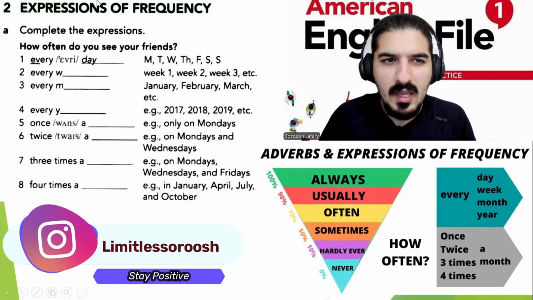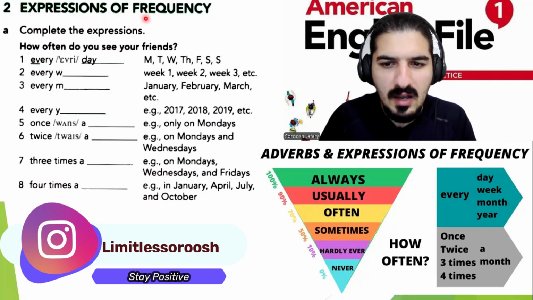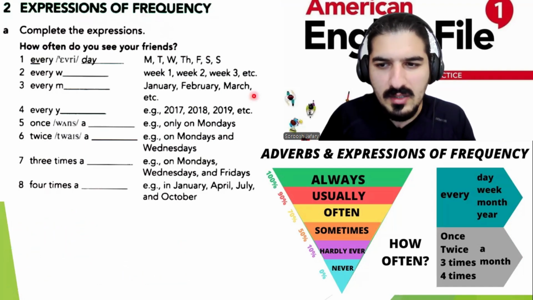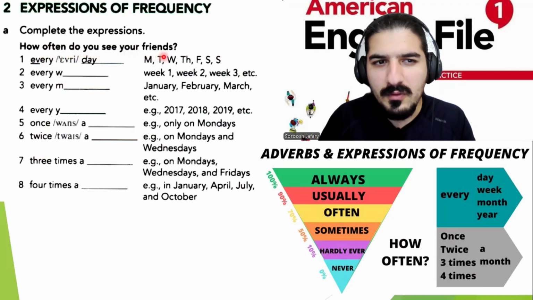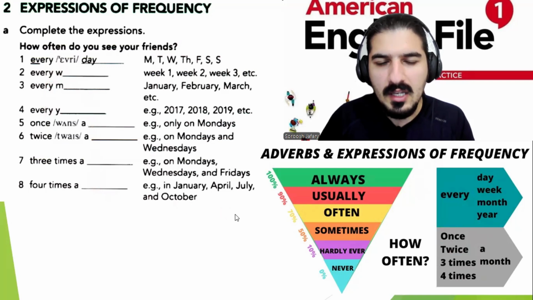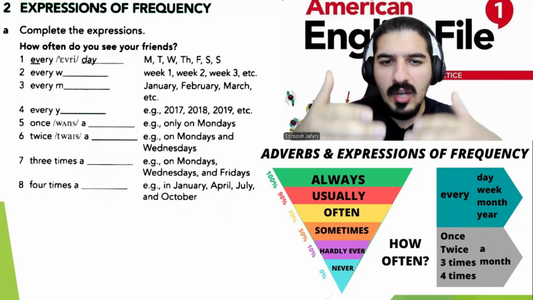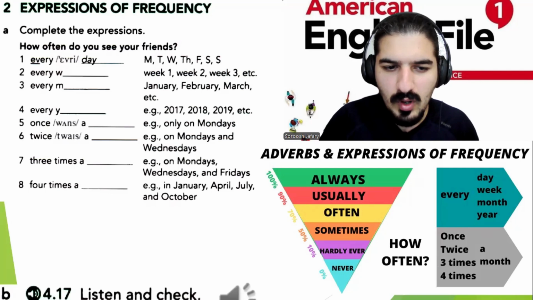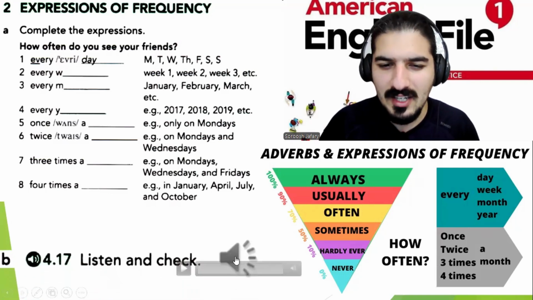Now, everyone, expressions of frequency. Okay, so we have some of them here. For example, every day, every week, every month, every year, once or twice a month, 3 times a month, 4 times a month. So the question is how often? For example, how often do you see your friends? Okay, take your time, use these to help you and fill in the blanks. It's your gig. You can look at the chart to help you. And if you have done it, well, listen and check. Let's go.